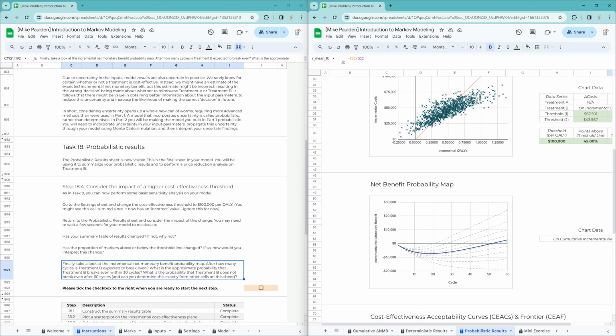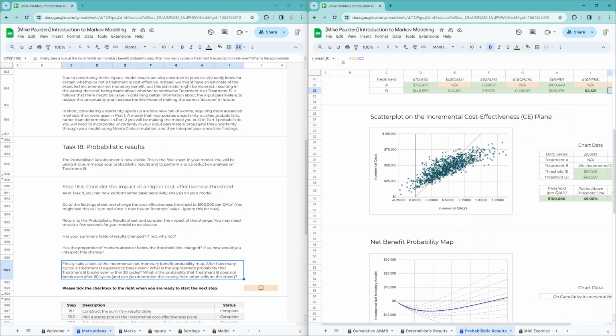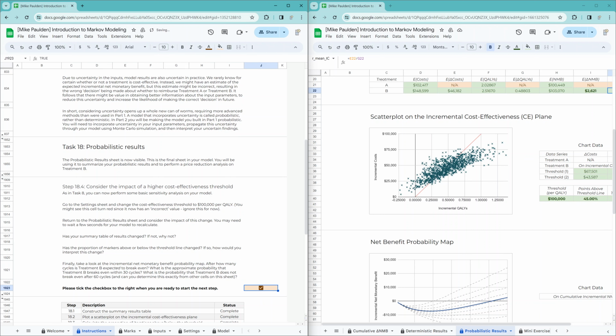So these contour lines show the deciles of the distribution of the incremental net monetary benefit at different cycles. We would expect it to break even after about 50 cycles, but there's a chance that we break even much sooner, and we can read that probability off this map. But there's also a chance that we don't break even at all during the time horizon in question, during the 60 cycles. Okay, so let's tick this box when we're ready to continue.